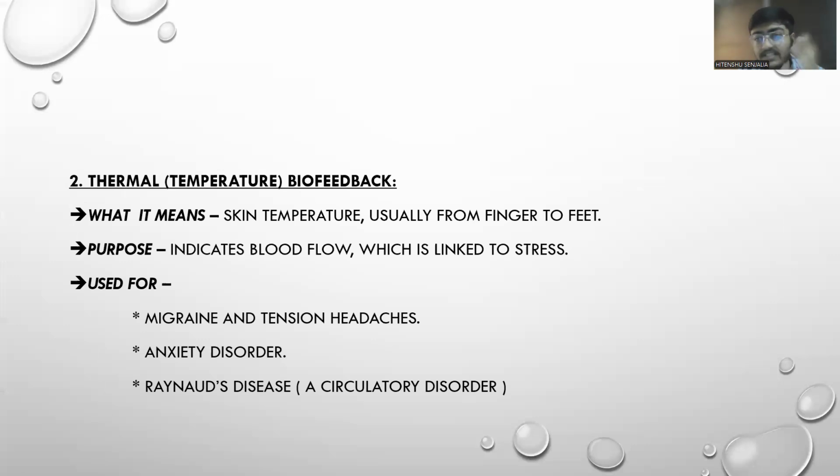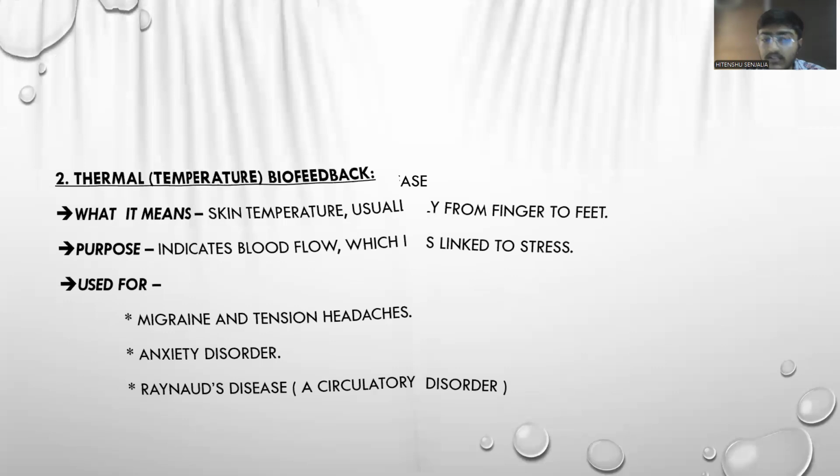Now we can see the second type of biofeedback, which is thermal or temperature biofeedback. This is mainly used for skin temperature measurement, usually from finger to feet, to measure the temperature of the person's body. The purpose of thermal biofeedback is to indicate blood flow, which is linked to stress. If the person has high blood flow, then the temperature of the body will rise. For measuring that temperature, we can use thermal biofeedback for migraine and tension headache, anxiety disorder, and Raynaud's disease, or we can say a circulatory disorder.